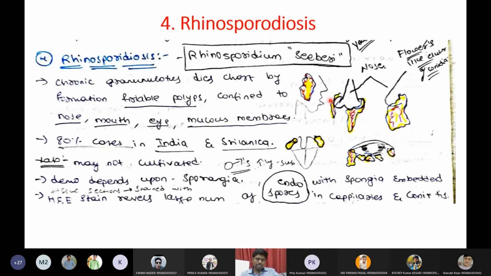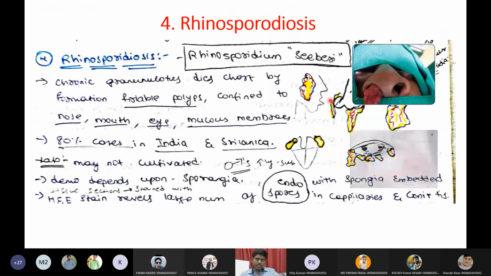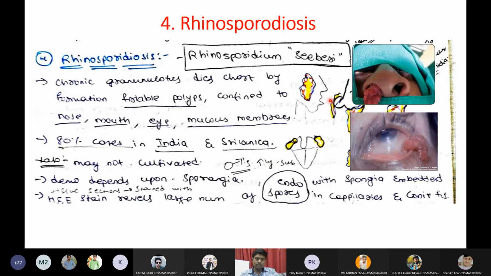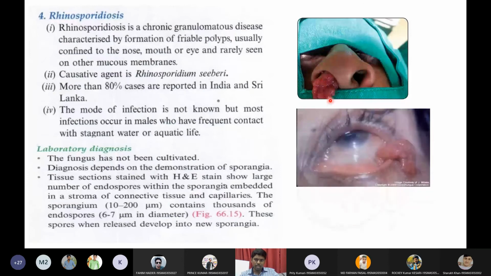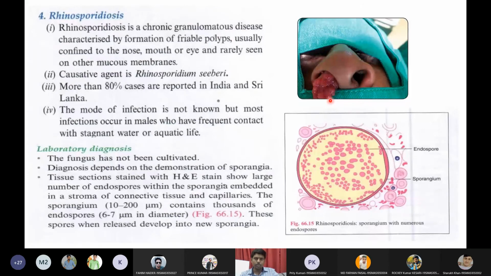Coming to rhinosporidiosis, it will cause febrile polyps in the eyes, mouth, and mucous membranes of the body. The causative agent is Rhinosporidium seeberi. Unfortunately, we cannot cultivate this particular fungus. Rather, we will go for biopsy studies. In the biopsy, we can identify sporangium with thousands of sporangiospores or endospores within the sporangium.